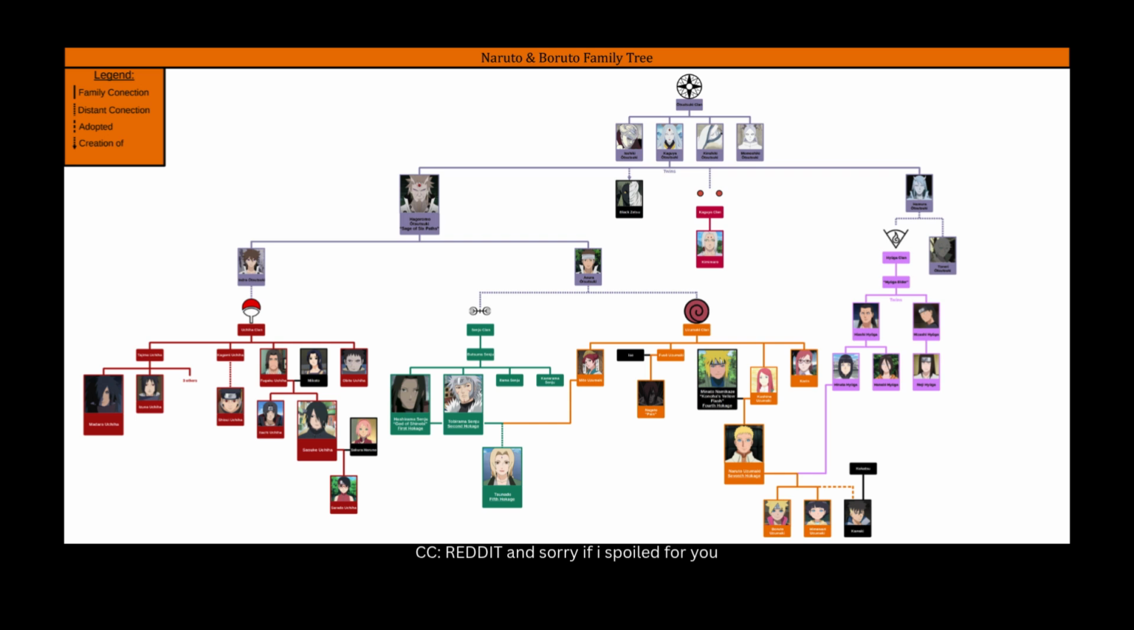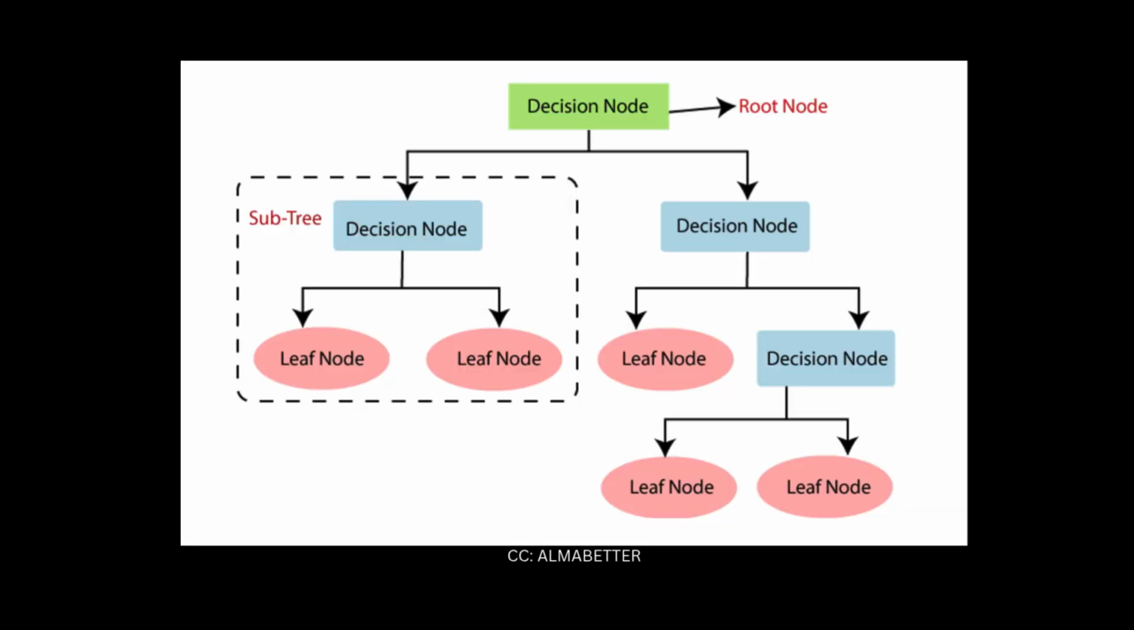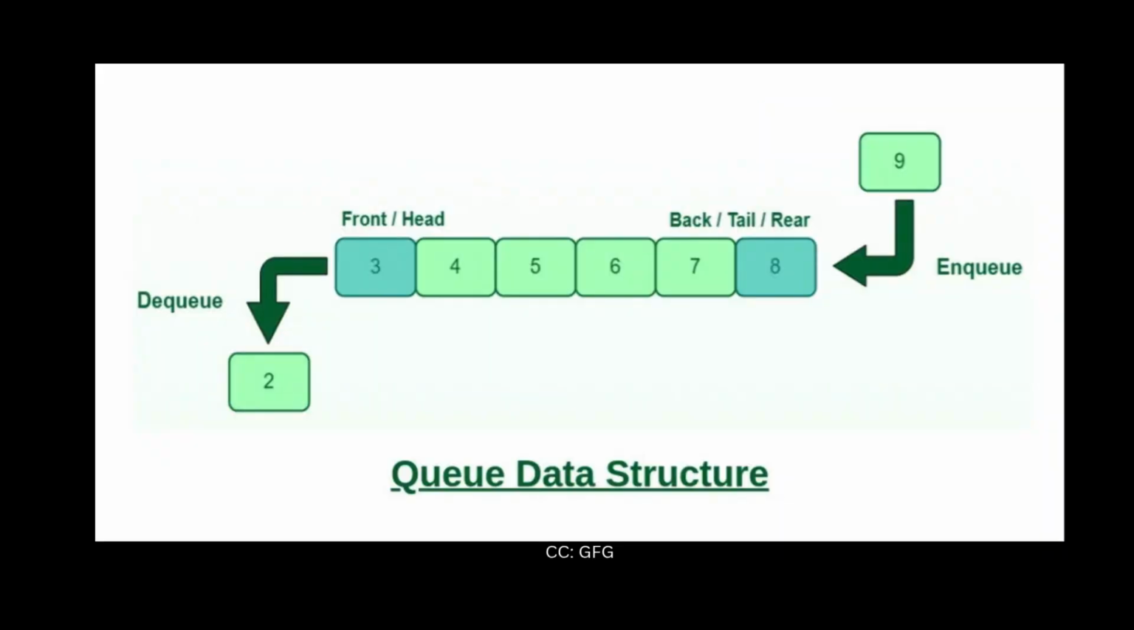Let's break it down. Think of a family tree you might have drawn in school. The top person is the root, the people directly below are children, and the ones at the very bottom are leaves. In a decision tree, the root node is where everything starts. An internal node is a node that makes a decision, and a leaf node is the node that gives the final answer. And nonlinear just means the data doesn't flow in a straight line like a queue or an array. It branches out, just like a real tree.